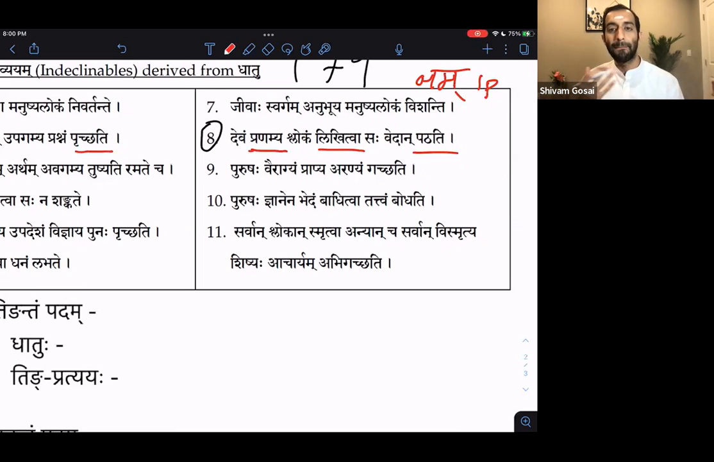So having bowed, or having prostrated to what? Devam. So devam, deva, akaranta, pullinga, deva shabda, dvitiya vibhakti, ekavachanam, karmani dvitiya to pranamya. Okay. So what do we know so far? Having bowed to God.